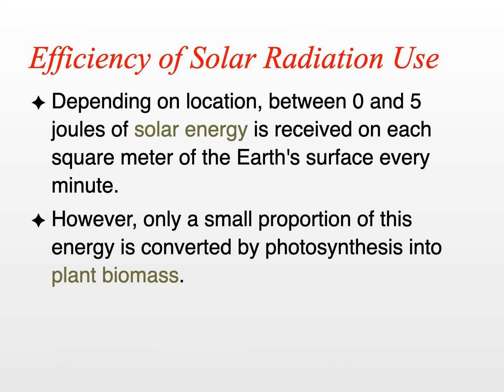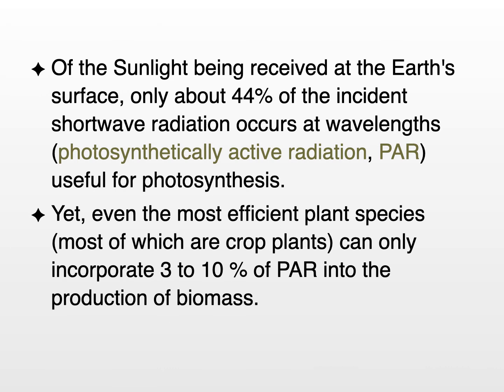So what does this mean? Only a small proportion of the solar radiation that is received by plants is actually used for photosynthesis. Of the sunlight being received at the Earth's surface, only about 44% of this shortwave radiation occurs at wavelengths that can be used for photosynthesis. This portion of the spectrum of light from the sun is referred to as photosynthetically active radiation, or PAR. Yet even the most efficient plant species, most of which are crop plants, can only incorporate 3 to 10% of PAR into the production of biomass.